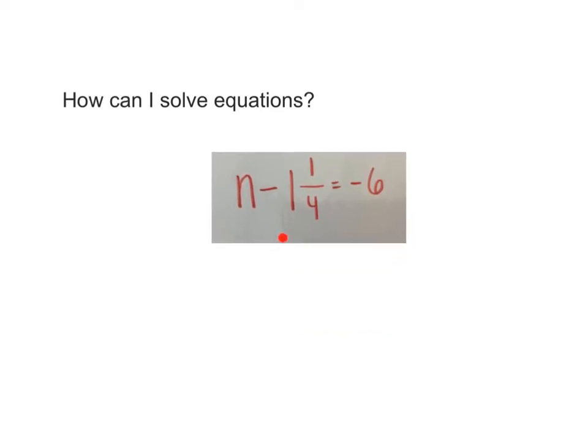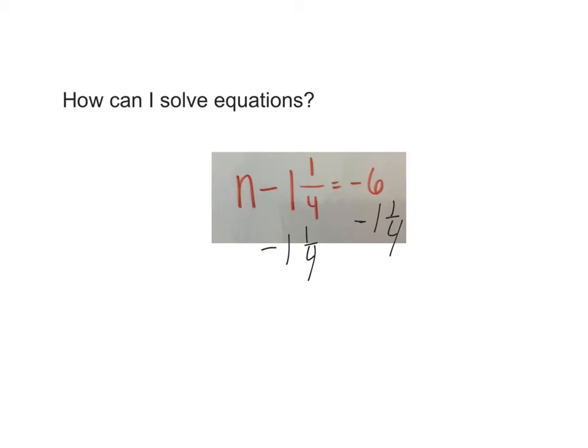So you have this one here, n minus 1 1/4 equals -6. In terms of the steps to solve this, you want to isolate your variable by itself. So to do that, you're subtracting 1 1/4, so you're going to want to subtract 1 1/4. So -6 minus 1 1/4.